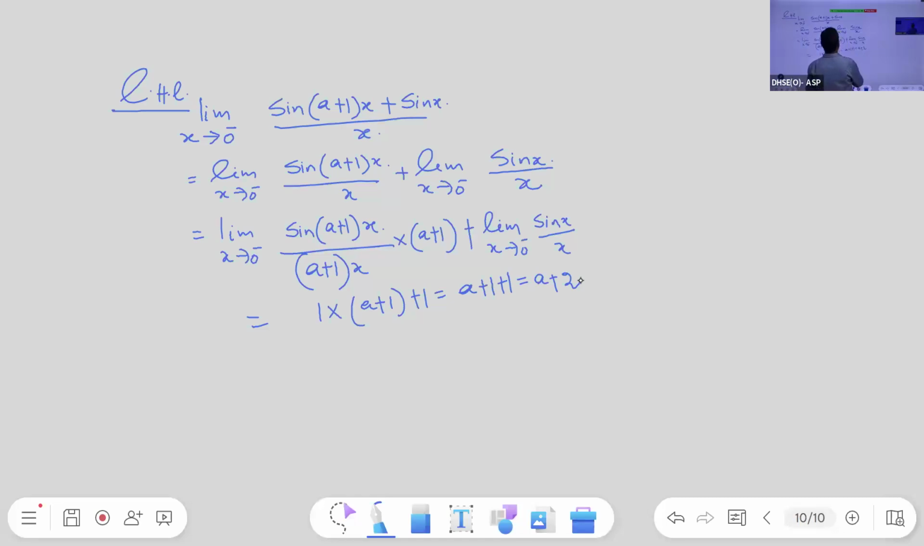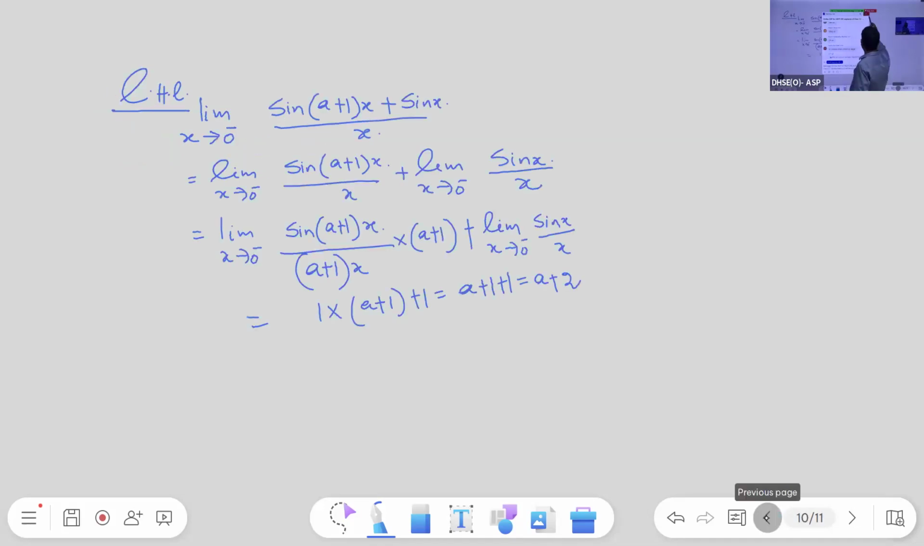Then come to the right hand limit, RHL: limit x tending to 0 plus of under root x plus bx square minus under root x upon bx raised to the power 3 by 2. Now you can take x as common from the... sir, please show the previous page. Okay. This page.